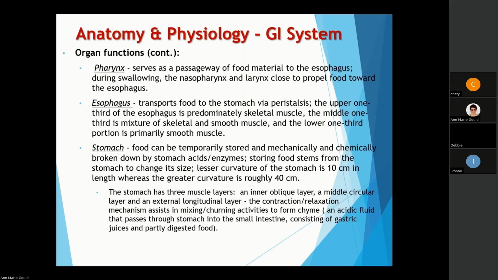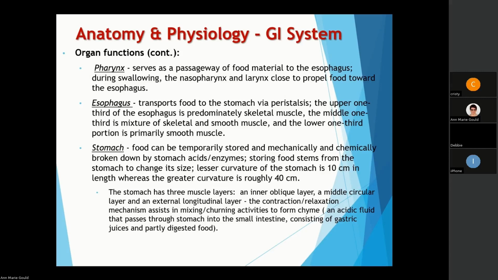Your pharynx is the passageway that the food material goes through into the esophagus during swallowing, and the nasopharynx and larynx close to propel food to the esophagus. The reason why the nasopharynx and larynx close is we don't want it going in our trachea, right? We want it to go in the GI tract.